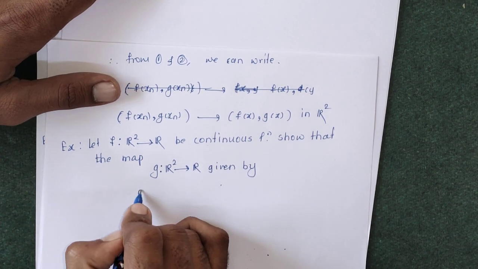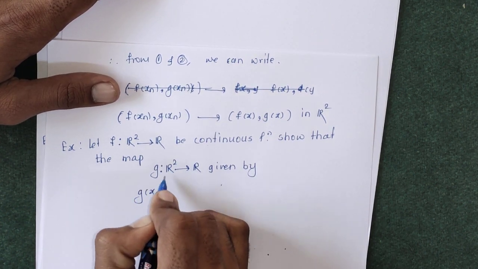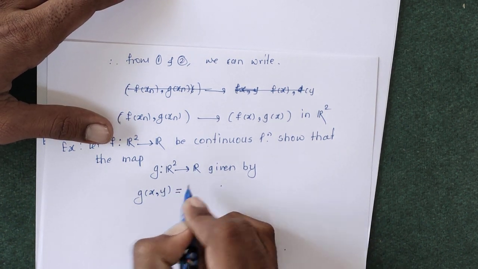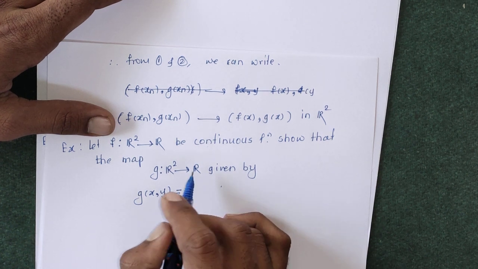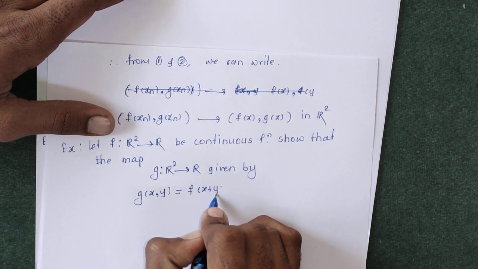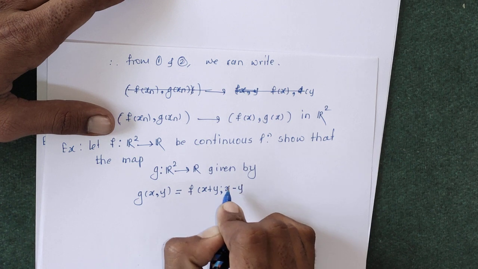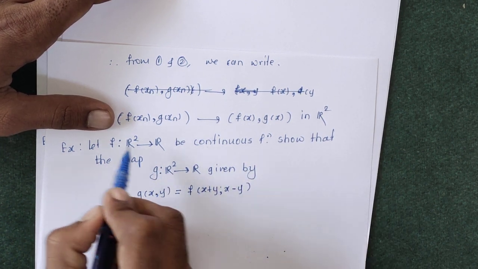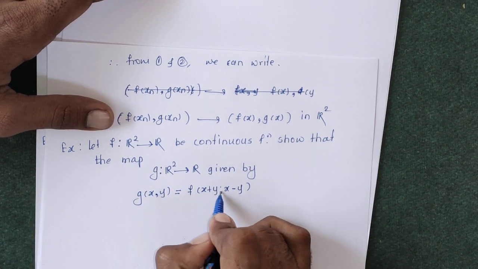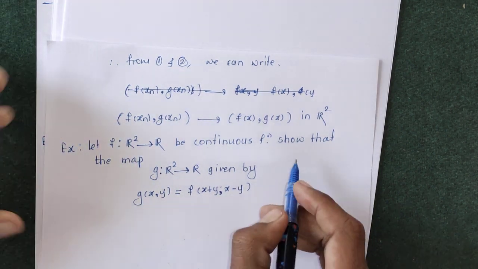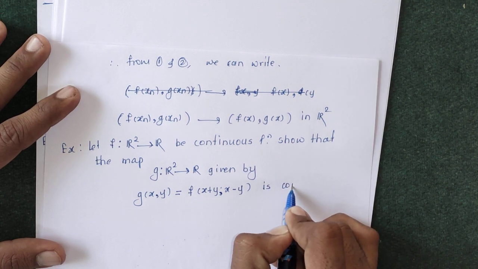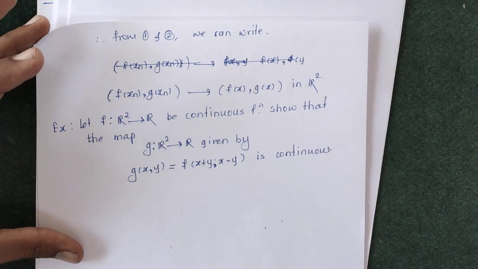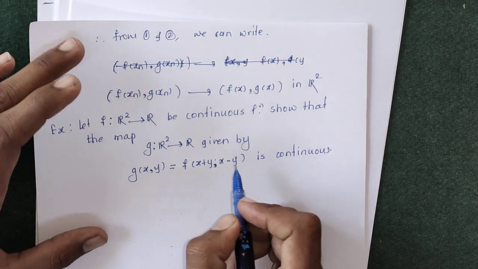g of (x, y). So g is applied on R square, so g must be applied on an ordered pair. g of (x, y) is equal to f of (x plus y, x minus y). This is an ordered pair. Show that it is also continuous.